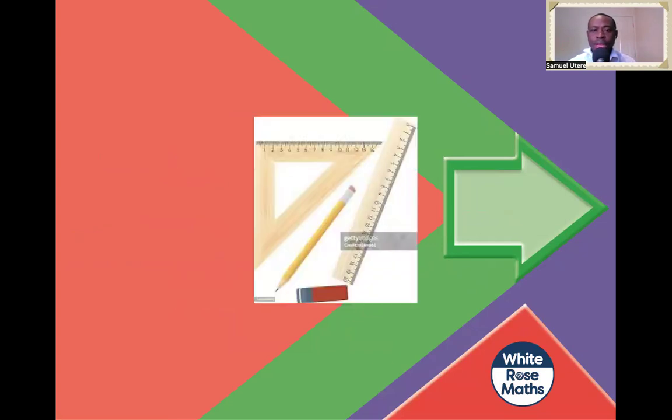Remember, before we start, please go and get your set square, your pencil, ruler, and rubber or eraser. So you're going to need these in this lesson. So you can pause the video at this point to go and get your equipment ready to learn and practice.